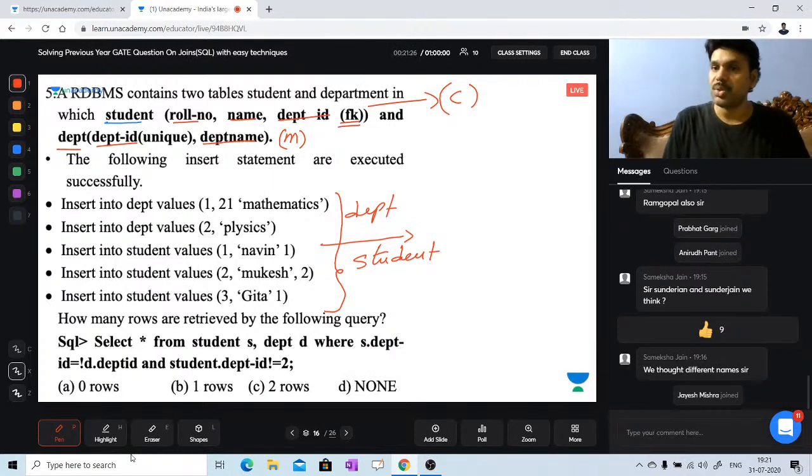After inserting those rows into the corresponding tables, department and student, we want to see this query. Select star from student S, comma department D, where S dot department ID not equal to D dot department ID and student dot department ID not equal to 2. So much practice is required to answer this kind of questions. What may be your answer?